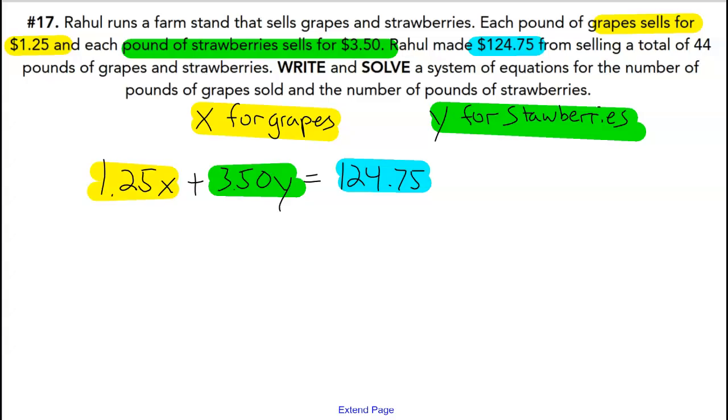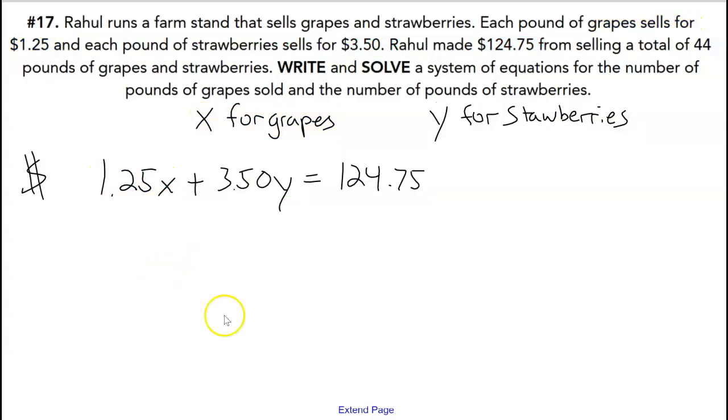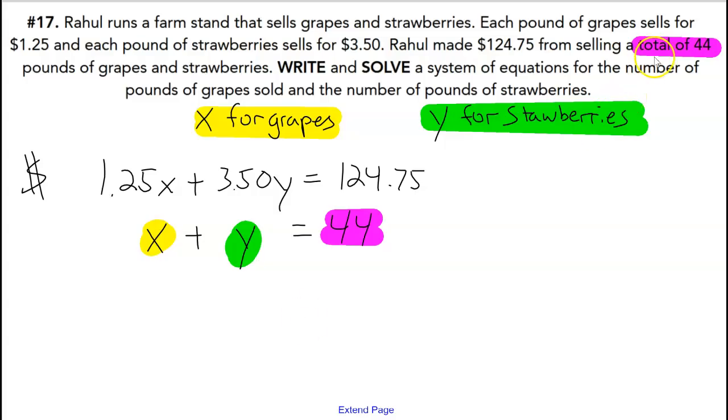All right, now the next equation deals with the total amount of items. Well, since x represents the grapes and y represents the strawberries, we just got to add them together to equal the total. Well, the total is given right here, the total of 44 pounds of grapes and strawberries. So that equation is x plus y is equal to the total, which is 44. And that's where I get that from.